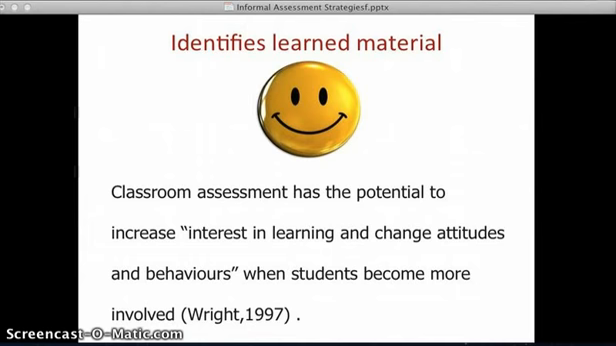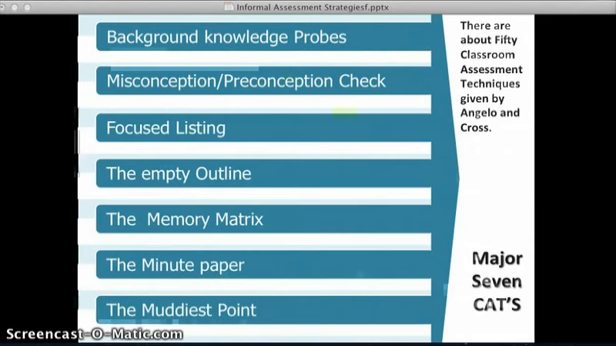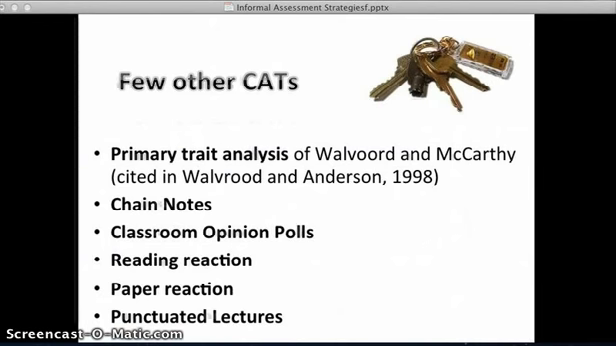As far as I am concerned, so far these seven have been my favorite classroom assessment strategies. Or let me put it this way, the rest are the gift of PIDP 3230, and surely I am going to use them in future, like primary trait analysis or chain notes or reading reaction or paper reaction.